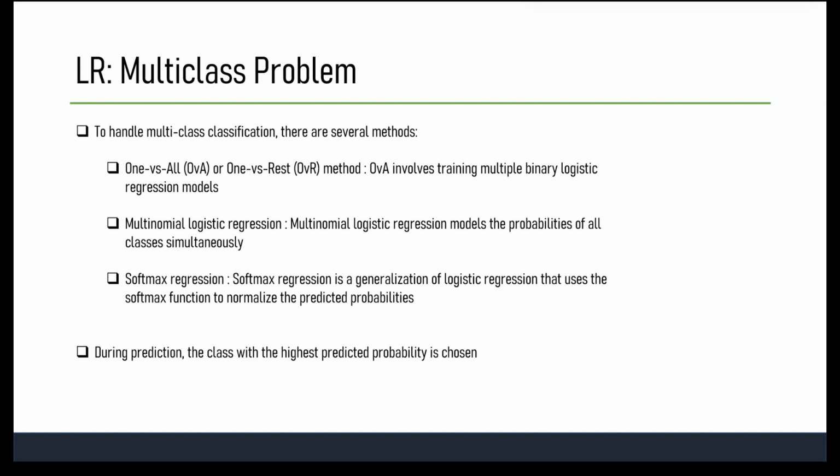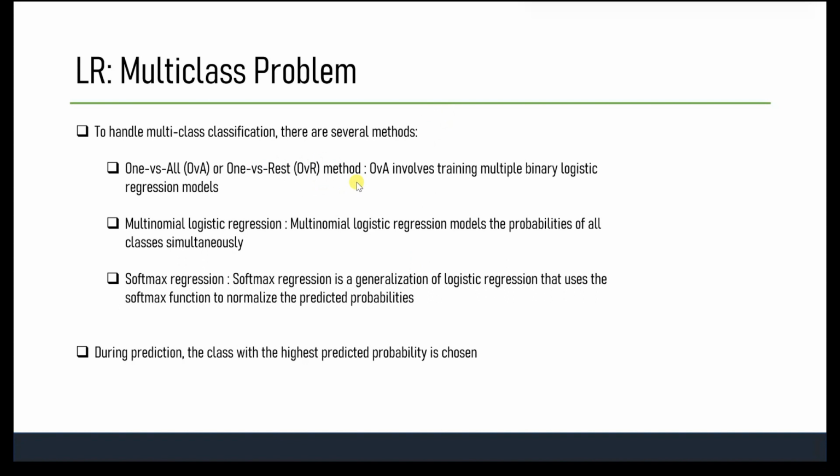So how does logistic regression deal with multi-class classification problems, since it is limited to binary outcomes, that is, two classes? Logistic regression is a binary classification algorithm that models the probability of an event occurring, that is, a binary outcome, given one or more predictor variables. However, there are several ways to extend logistic regression to handle multi-class classification problems. The first one is the one versus all, or one versus rest method.